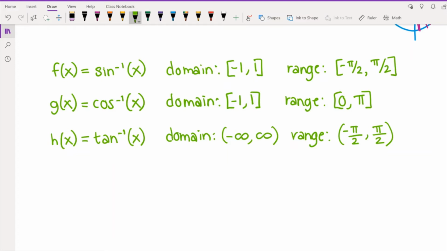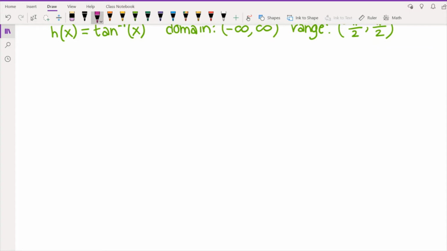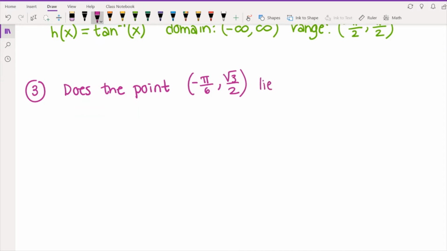Okay, so let's look now at number 3, which is actually kind of related to this one. Number 3 is asking you, does the point -π/6, √3/2 lie on the graph of f of x is equal to sine of x? So again, this is a problem where I'm really testing whether you understand what these functions mean.